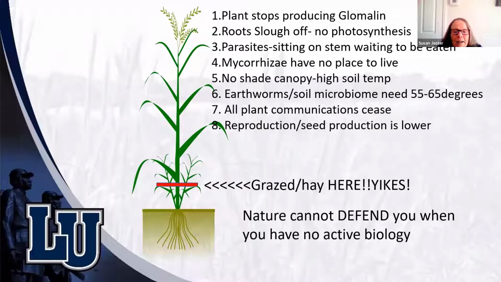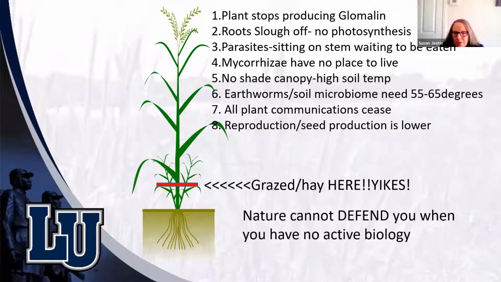So when we graze, we want to be careful not to graze it down too short. The roots slough off, there's no photosynthesis, and parasites are actually sitting right there on the stem. If you have sheep and goats, you don't want to let them in on short pastures because the parasites can climb up to 4 inches up on that blade of grass.